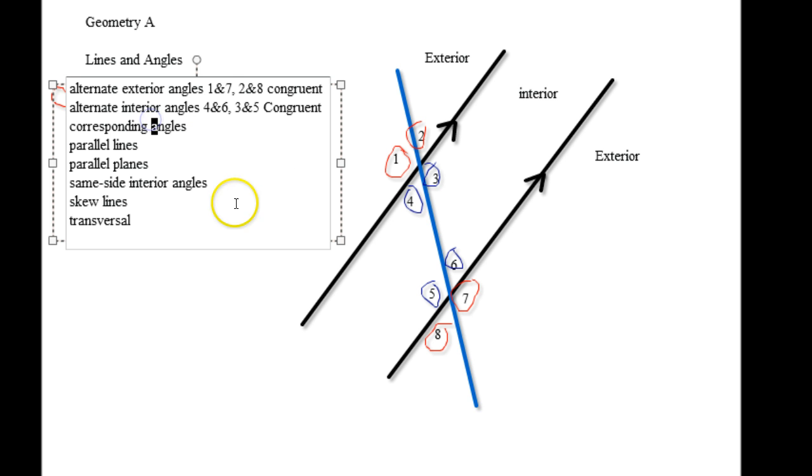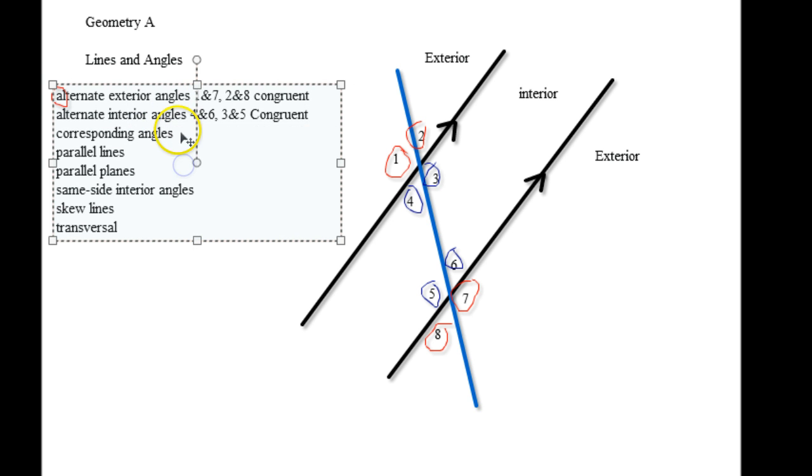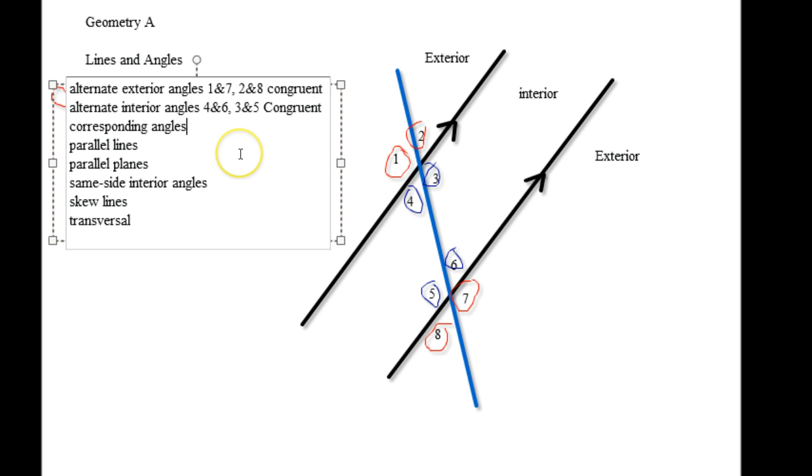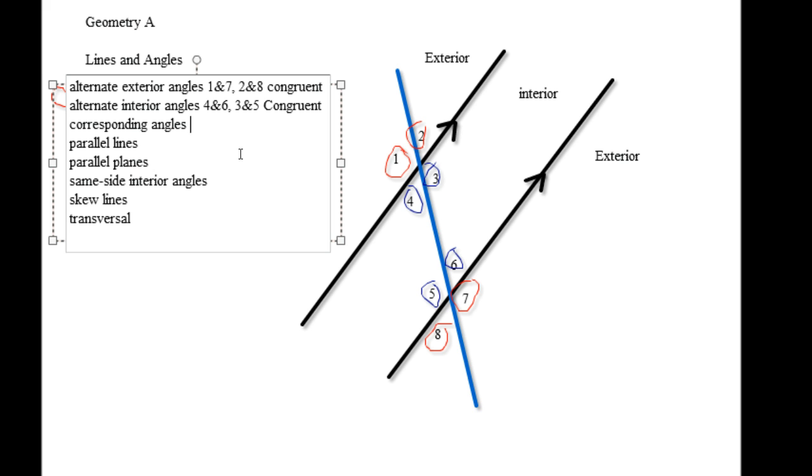Alright, corresponding angles. Now these ones are going to be a little bit different. Corresponding angles are angles that end in the same spot. So angles 1 and 5, angle 2 and angle 6, angle 3 and angle 7, and angle 4 and angle 8. Those are all going to be the same, and those are also going to be congruent.